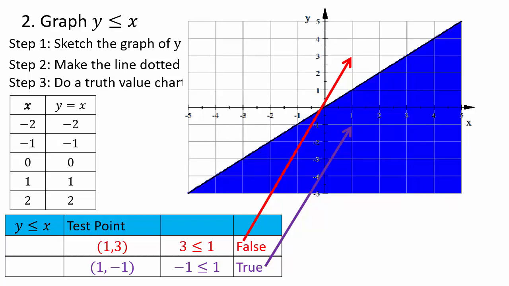So any point in this blue region is a solution. Not just (1, -1), but you can say (-2, -4), (2, -10), (3, 1). Infinitely many solutions are possible. And so that's why we shade the region, because that is our solution set.